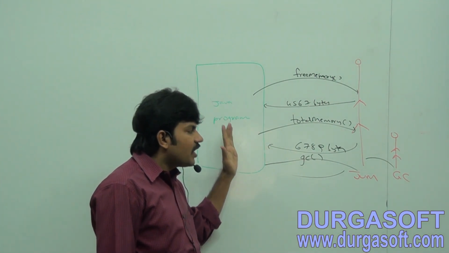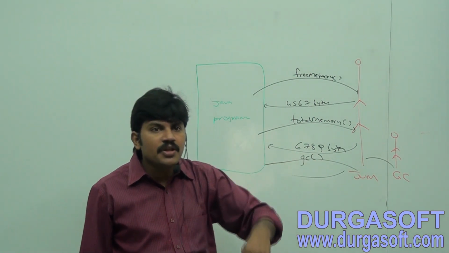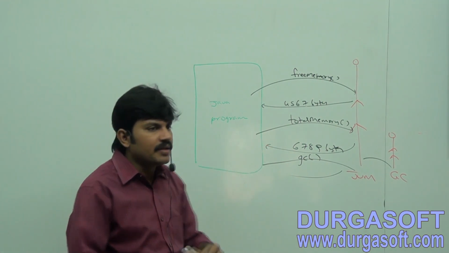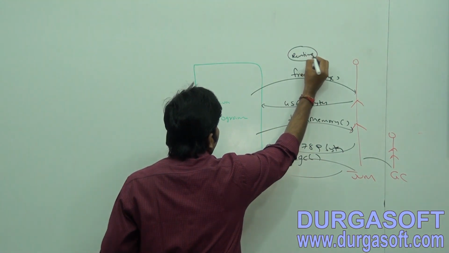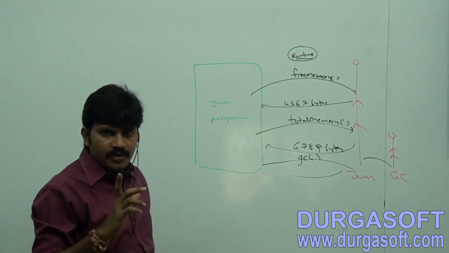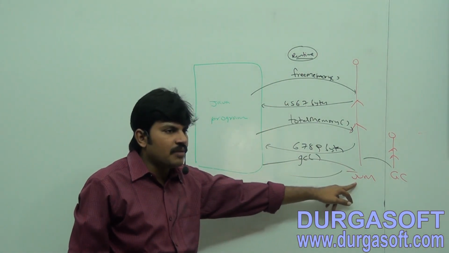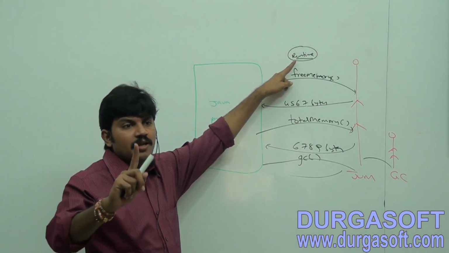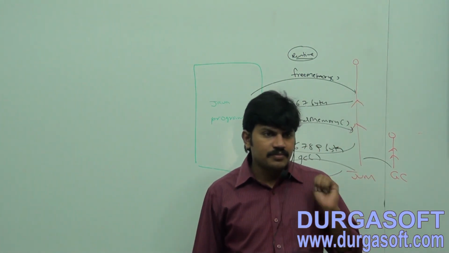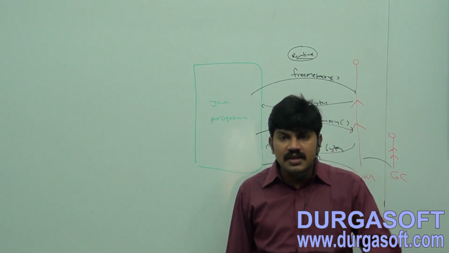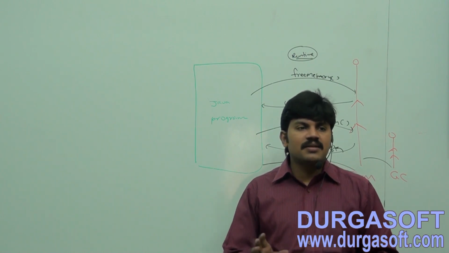So a Java application can communicate with the JVM. For this communication, which object is required? A Runtime object is required. Let me repeat once again: a Java application can communicate with the JVM by using the Runtime object. Now my question is, how can we create a Runtime object? The Runtime class is present in the java.lang package, and the Runtime class is a singleton class.